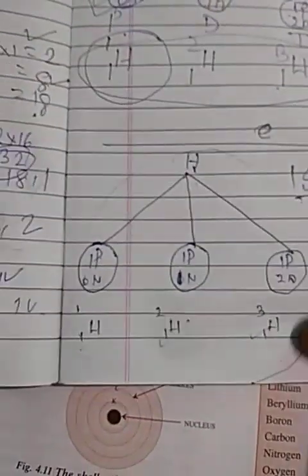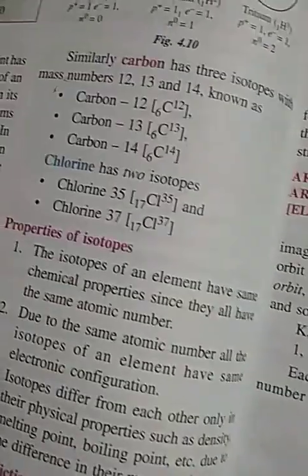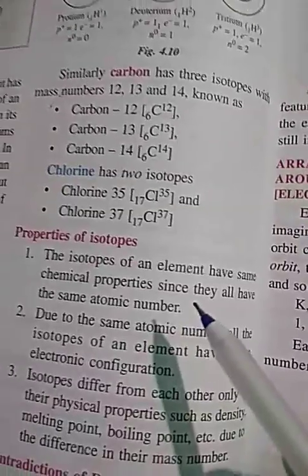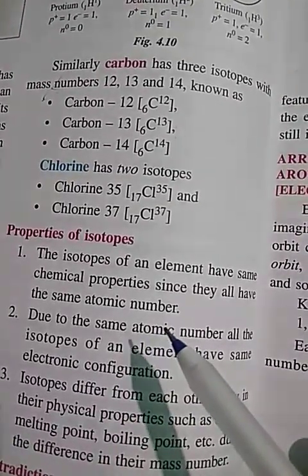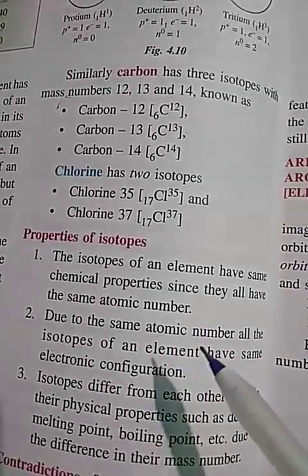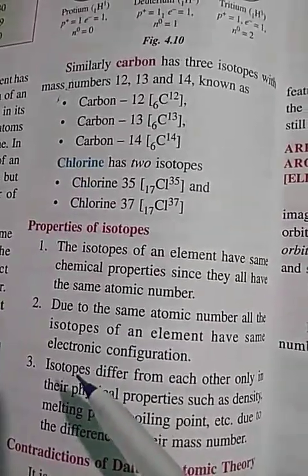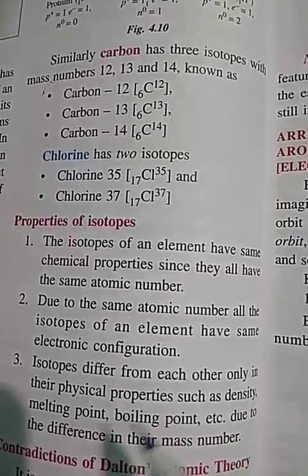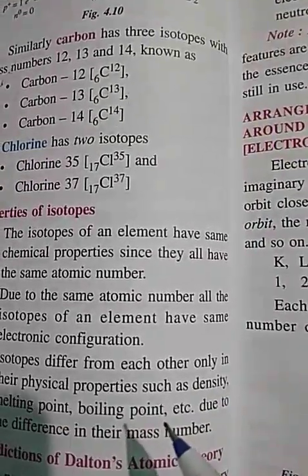These are the isotopes. Then we had seen about the properties. The elements have same chemical properties. Why? Because they have same atomic number, they have same electronic configuration, but they differ in physical properties like density, melting point, boiling point, etc.